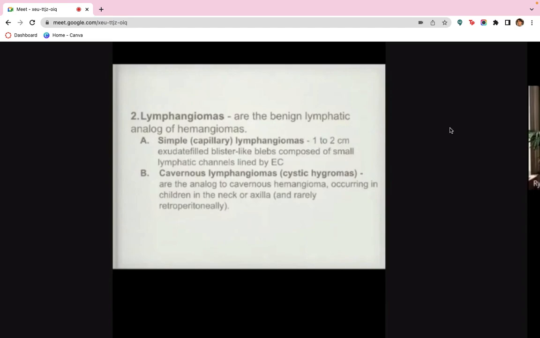Next, we have your lymphangiomas. These are your benign lymphatic analogs of hemangiomas. We have two types. We have your capillary or your simple lymphangiomas. And of course, we have your cavernous or your cystic type, the hygromas.